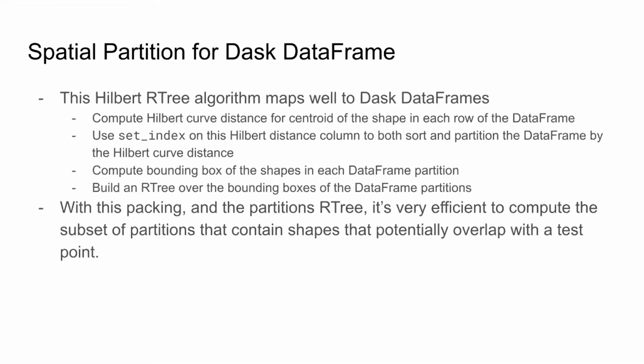Once you've done this spatial sorting and computed this R tree, then it is very efficient to calculate which partitions from your Dask data frame potentially overlap with a test point. So things like the spatial index cx operator can use it. Things like spatial joining can use it. And I think it's a pretty nice approach to be able to fit a spatial indexing paradigm into the one-dimensional partitioned paradigm that Dask data frames already use. And that's what I have.